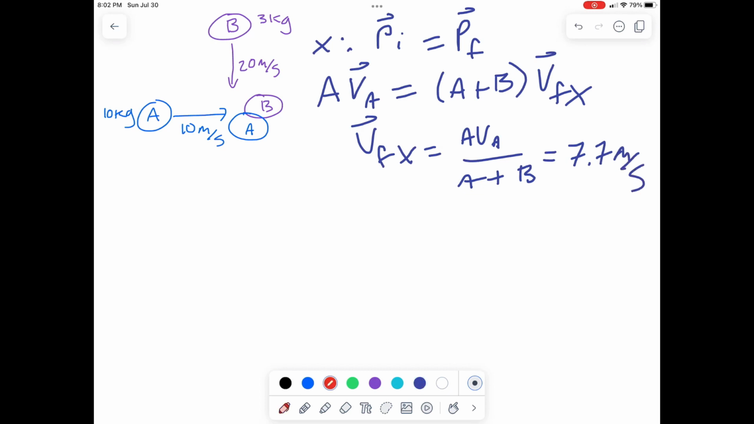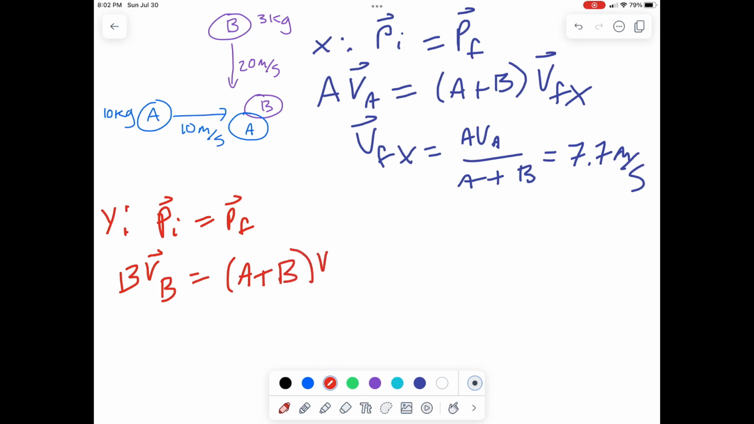Now let's move on to the y. All right, so starting the same way, we know momentum is conserved. So our initial momentum equals our final momentum. The only block that I have moving in the y dimension is block B, so we can ignore block A, and I'm left with B times the velocity of B equals A plus B times the final velocity in the y.